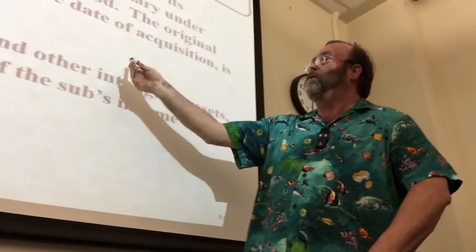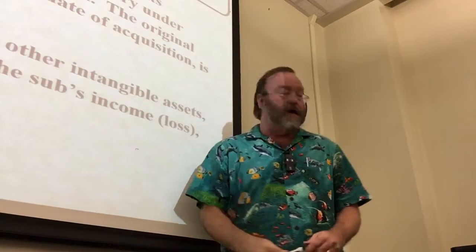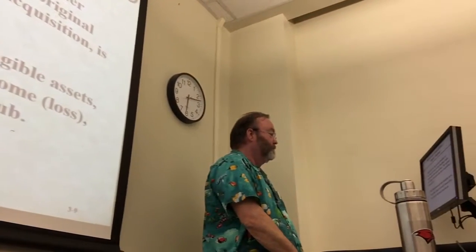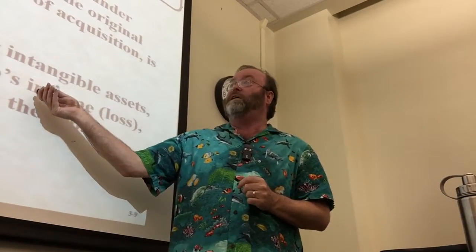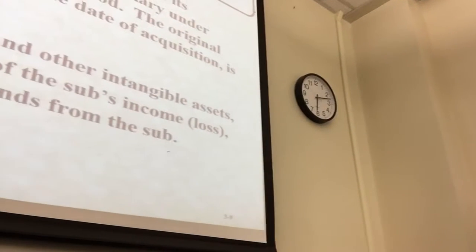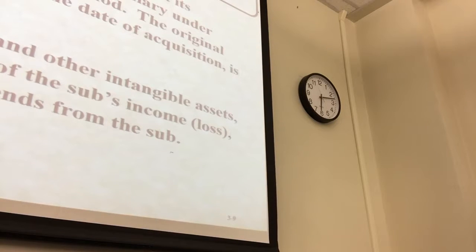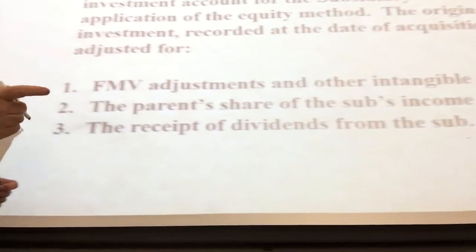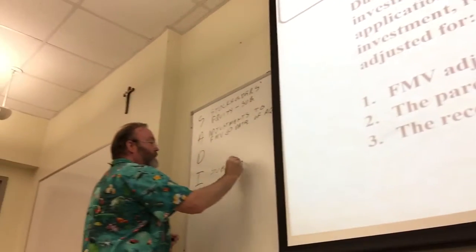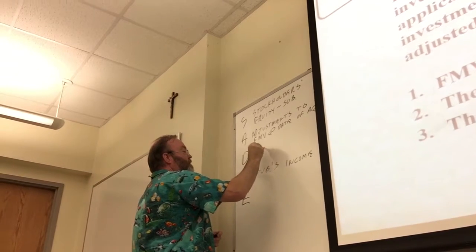And the parent, okay, so this is the A entry. And then you've got the parent share of the income. You've got any dividends that you've received. So both of these are the I entry. Subsidiary's income. Dividends.